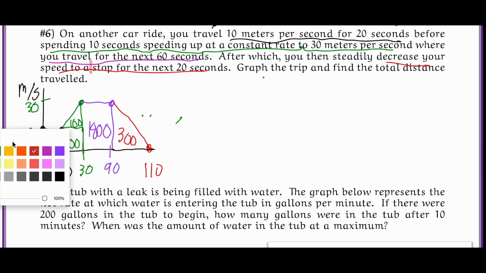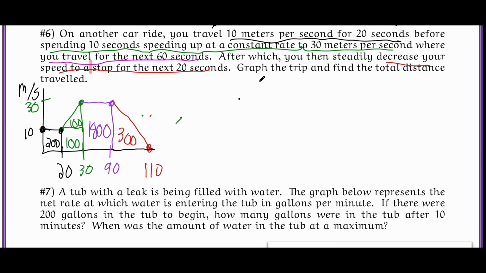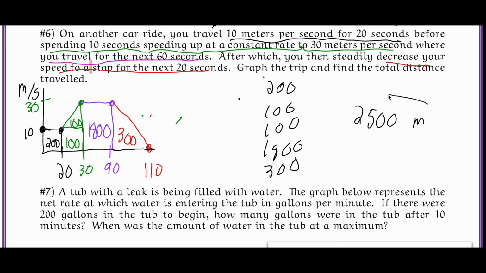So our total distance over this time we can get by adding all of these areas together. 200 plus 100 plus 100 plus 1,800 plus 300. 2, 3, 4, 22, 25. That will give us a total distance of 2,500 meters.